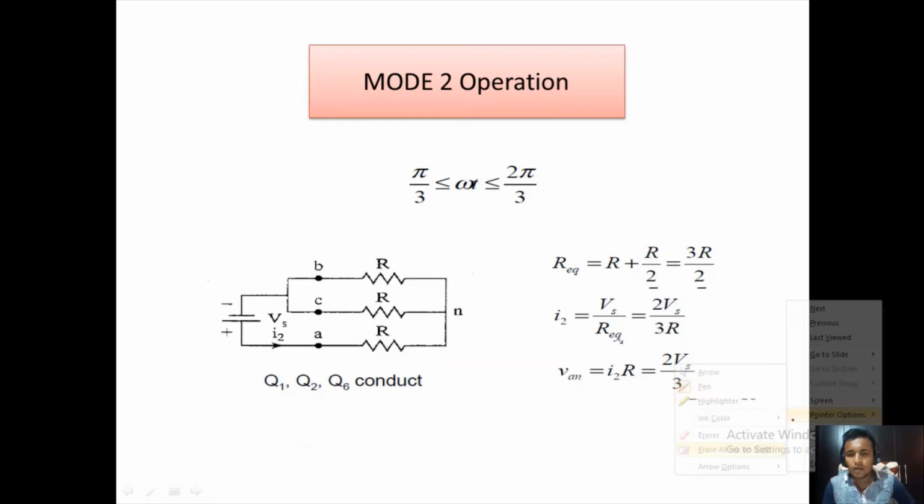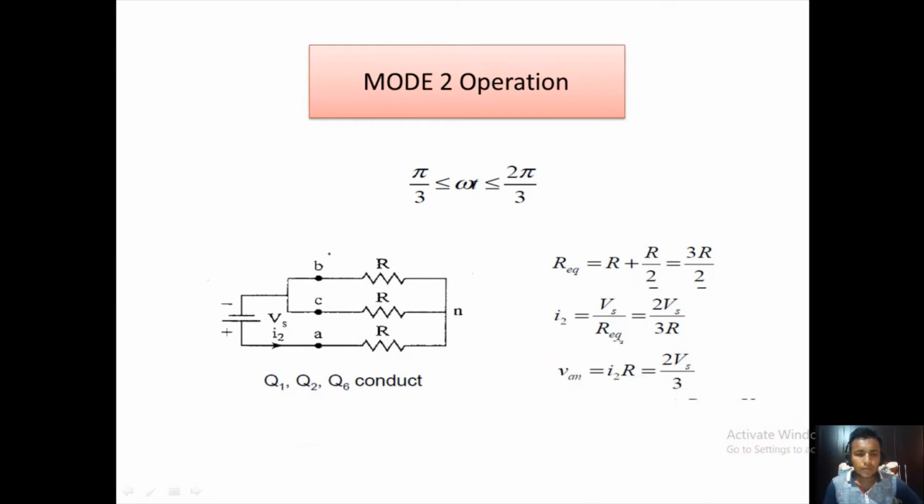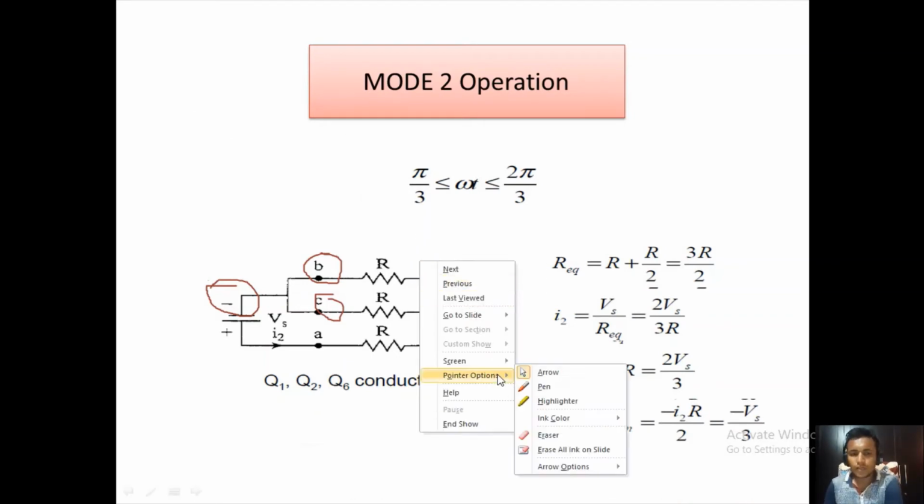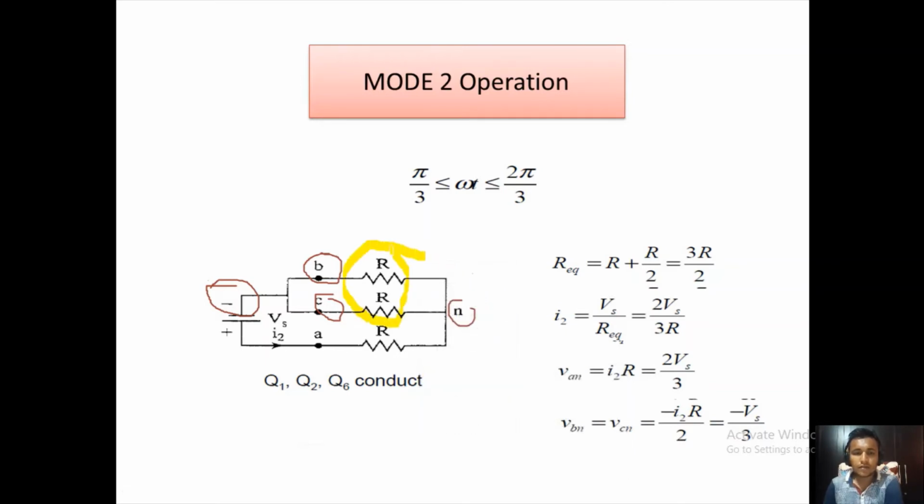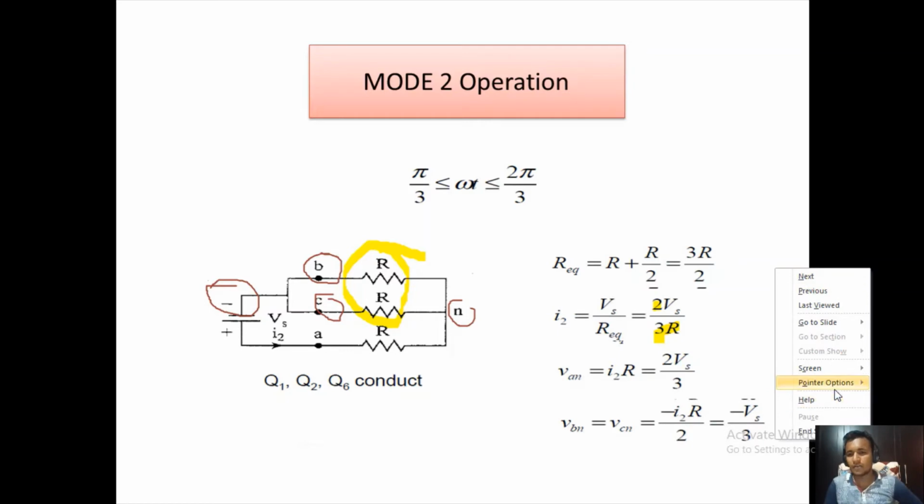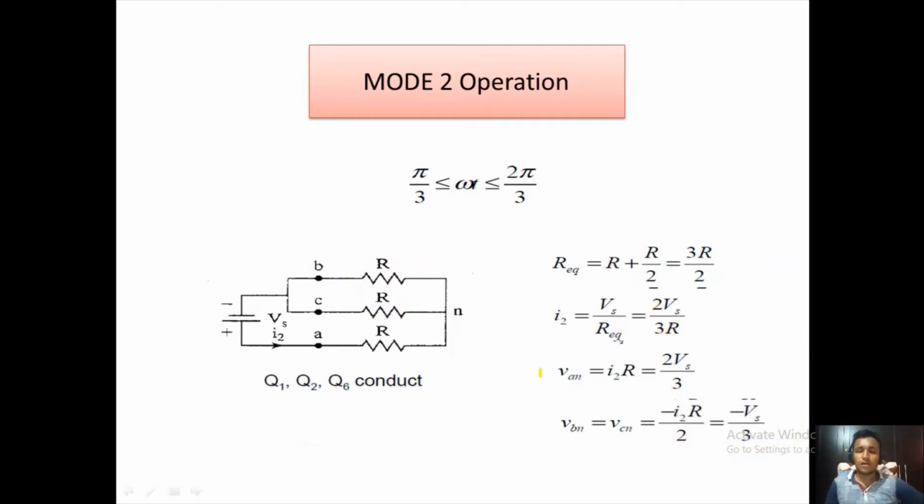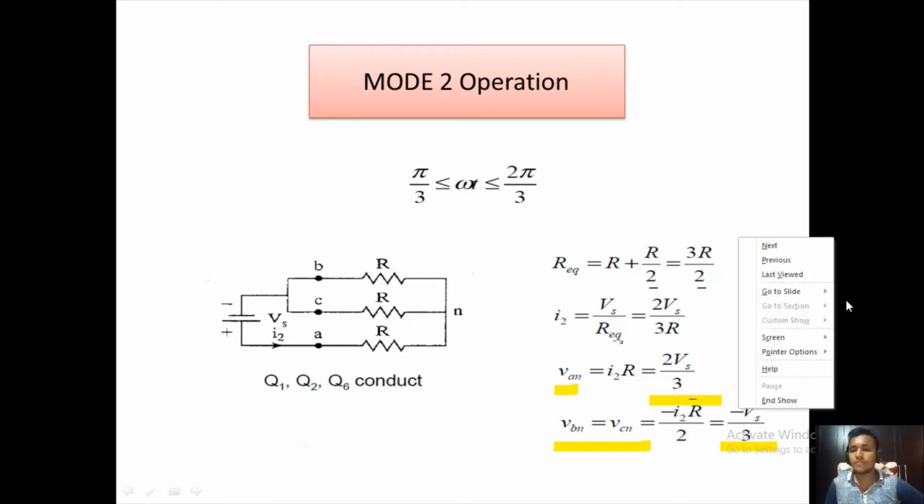Now the phase voltage VBN and phase voltage VCN are the same, but they are connected to the negative terminal. So here we can write VBN is equal to VCN is equal to negative I2 into the resistance of this combination, that is R by 2. So the 2 cancels, and the R also cancels. The answer is minus Vs by 3. So in mode 2, the phase voltage VAN is 2Vs by 3, and these two phase voltages are minus Vs by 3.